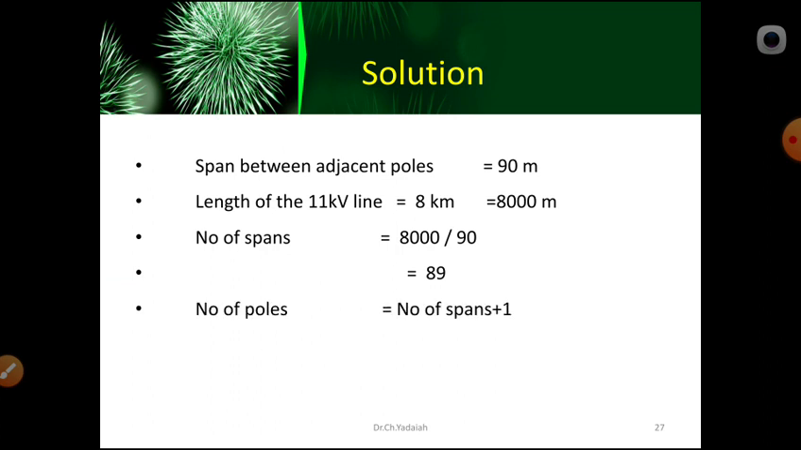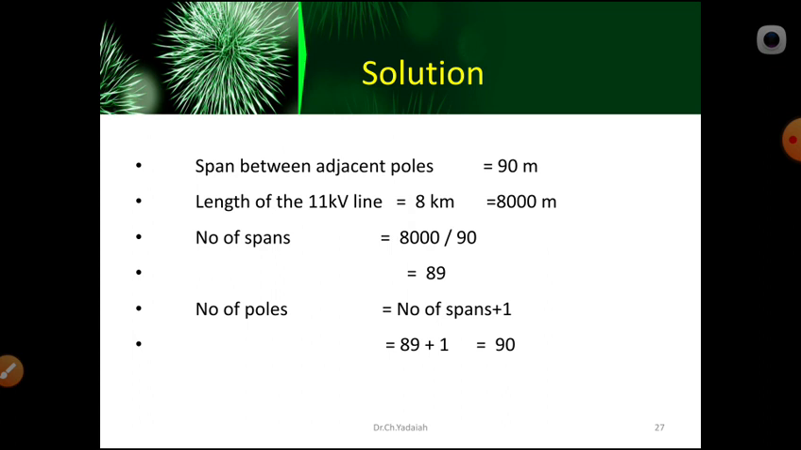Now after getting the spans, the second step is the number of poles, easy. Number of spans plus 1. So 89 plus 1 is 90. 90 poles are required for erection of 8 kilometers of 11 kV line from the existing 11 kV line to near our premises, where we are going to install the plinth mounted substation. This is our aim. Now 90 poles we have to purchase, PSCC poles, that is the 9.1 meter poles.